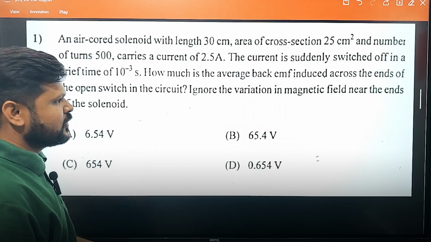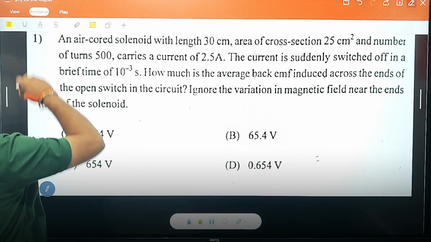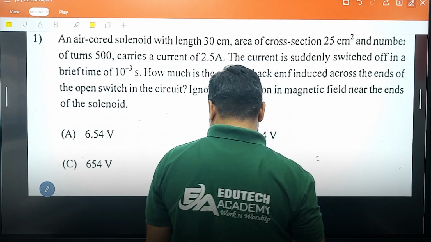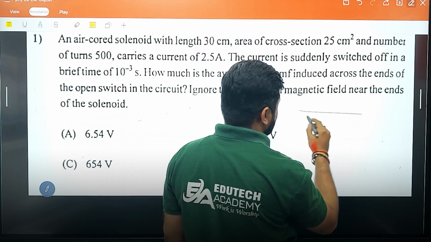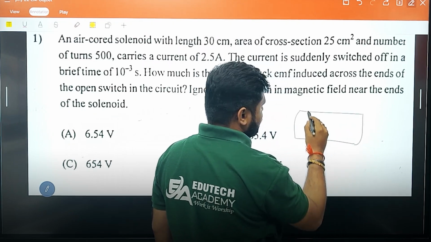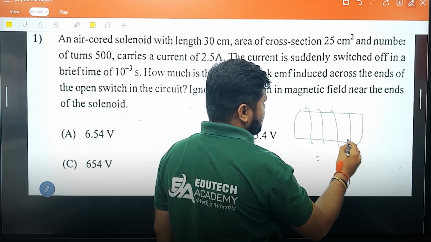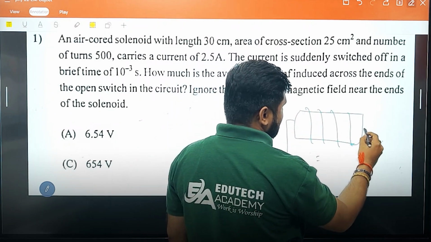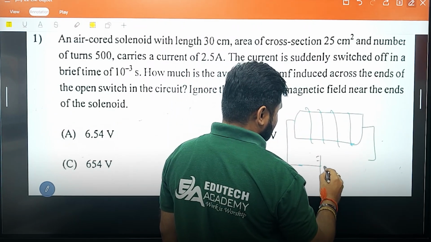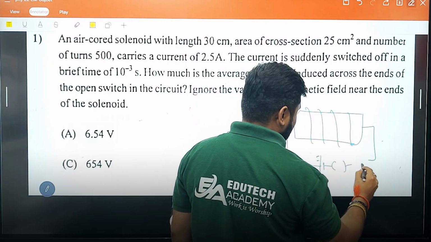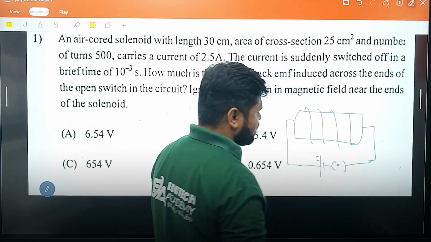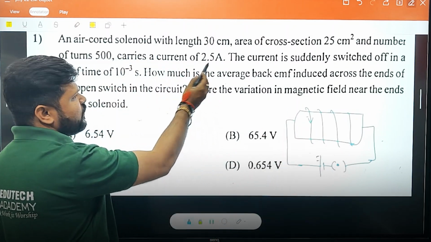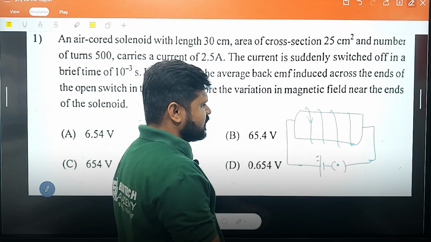That is the question. First understand the question: this is one solenoid. There are a number of turns in the solenoid, and it is connected to a battery with a key. Initially the key is closed, so some current is flowing through this solenoid, and that is 2.5 ampere. But suddenly this current is brought to 0.